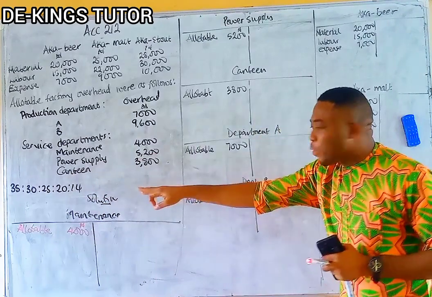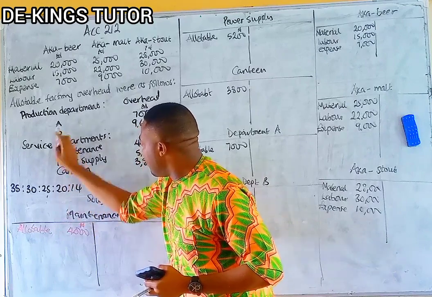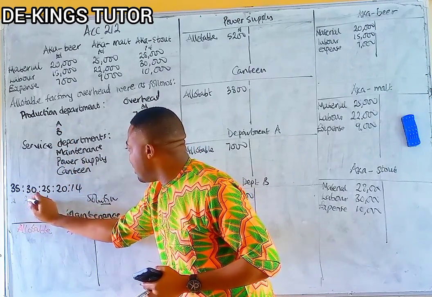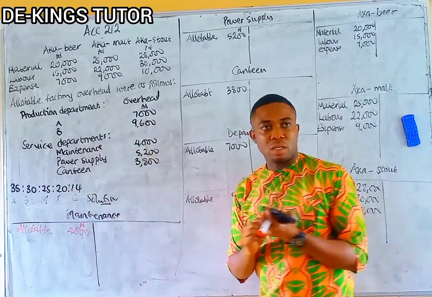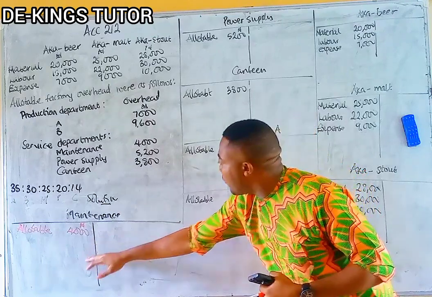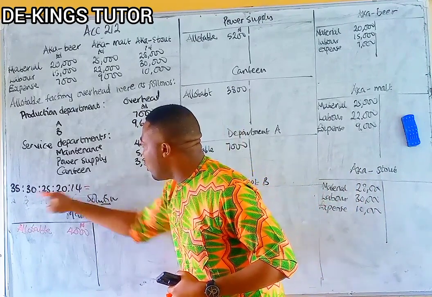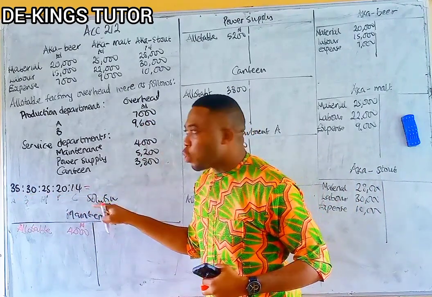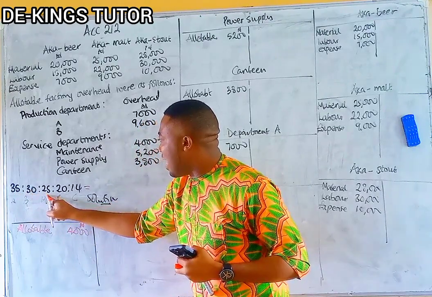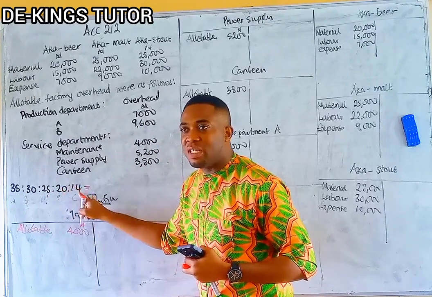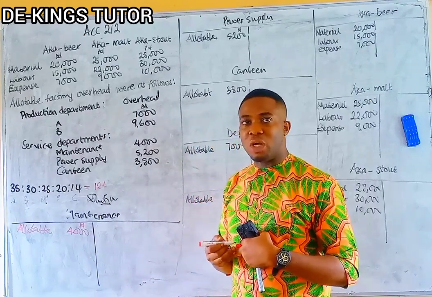So how do we apportion this now? Since I'm starting with maintenance, if this is department A, department B, this is maintenance, this is power supply, and this one canteen. Now we want to get the apportionable for each of these cost centers. The first thing you have to do is add up this ratio. So we're going to add 35, plus 30, plus 25, plus 20, plus 14. What do we have? 124.